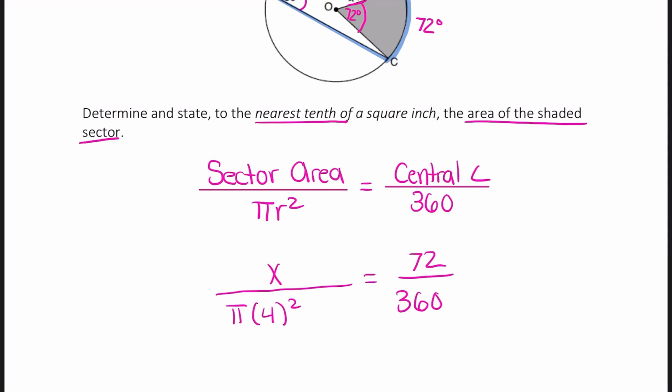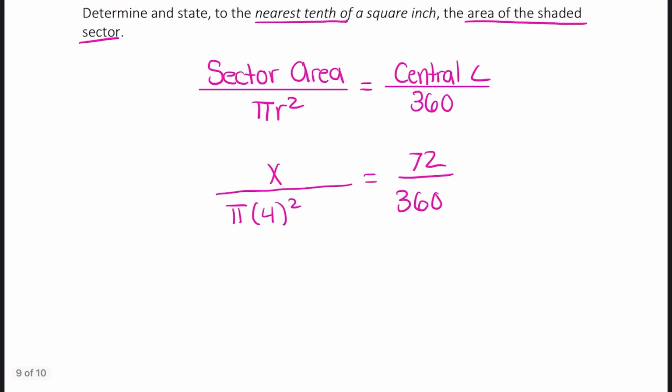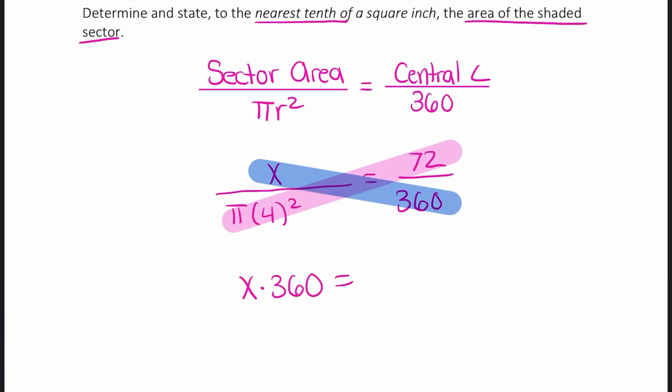We're going to put this right into a calculator. So if we cross multiply, we end up multiplying x times 360, which is going to be equal to 72 times pi r squared, which is 4 squared. So 72 times pi 4 squared.